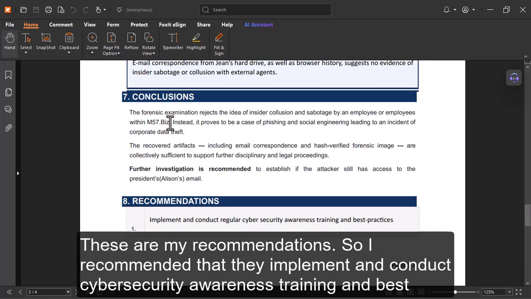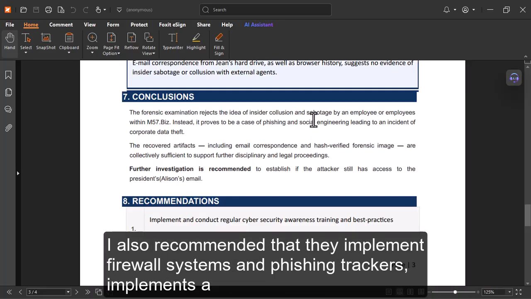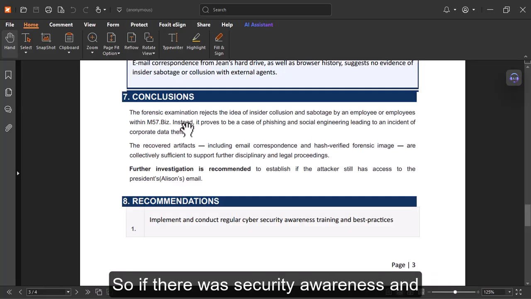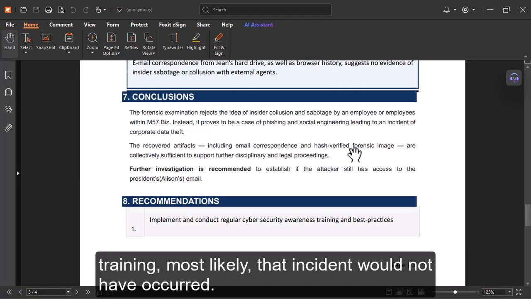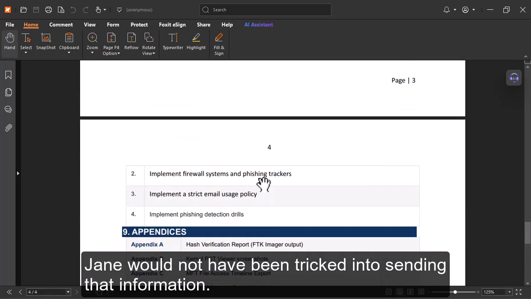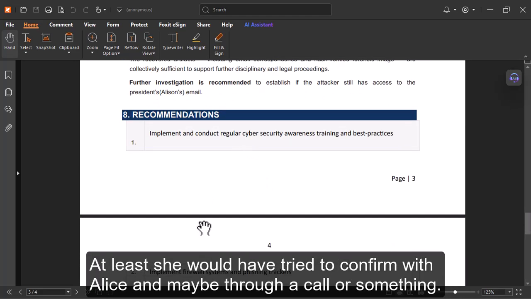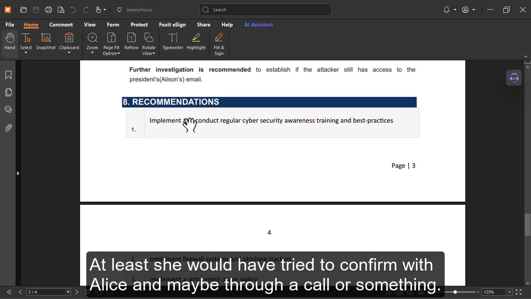These are my recommendations. So I recommended that they implement and conduct cybersecurity awareness training and best practices. I also recommended that they implement firewall systems and phishing trackers, implement a strict email usage policy, implement phishing detection drills. So if there was security awareness and training, most likely that incident would not have occurred. Jane would not have been tricked into sending that information. At least she would have tried to confirm with Alison, maybe through a call or something.